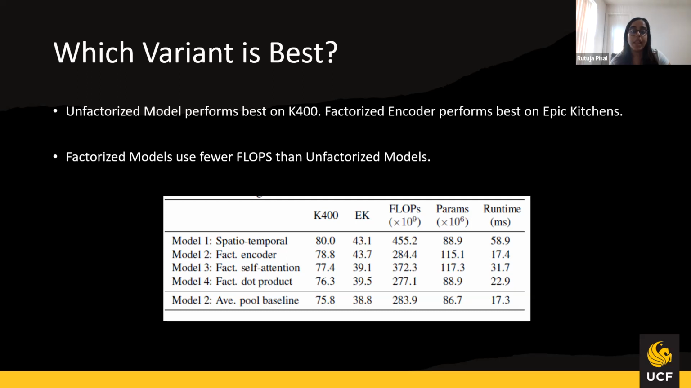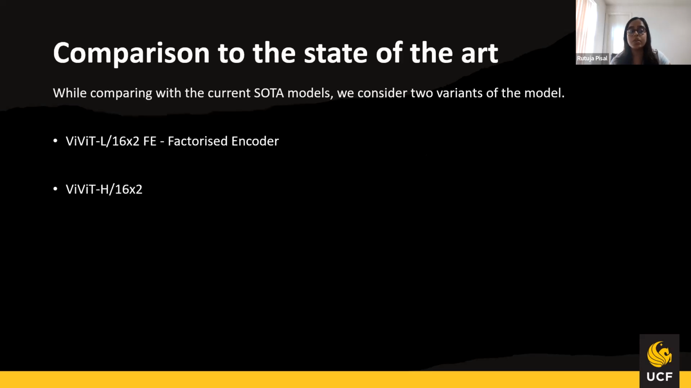Model 4 adds no additional parameters to the unfactorized model 1 and hence uses less compute. And the temporal transformer encoder in model 2 operates only on NT tokens, which is why there is barely a change in compute and runtime in the average pooling baseline, even though it improves the accuracy substantially, as we can see in the runtime of model 2. So this was all about the Ablation Study.